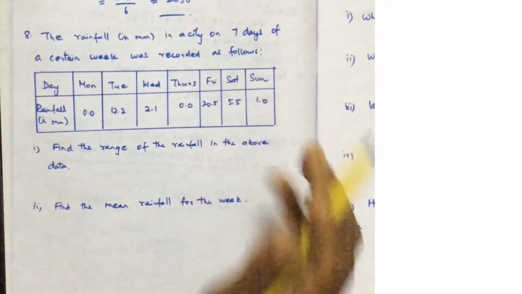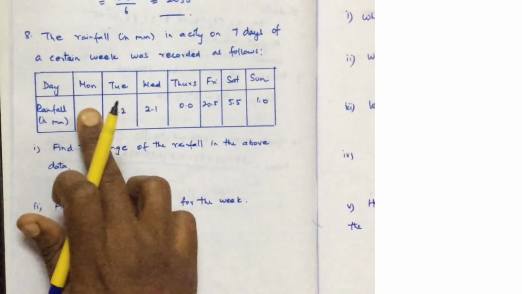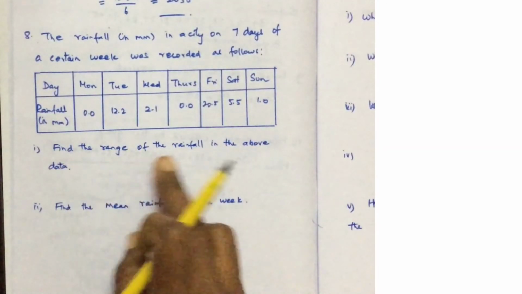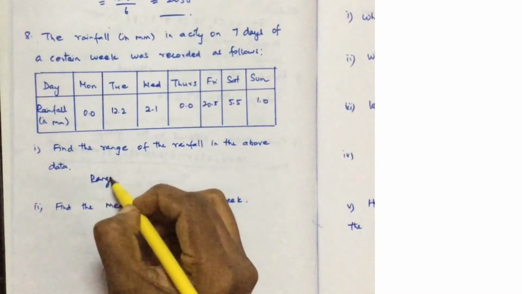Next question is, the rainfall in mm in a city on 7 days of a certain week was recorded as follows. This is the rainfall in a city for 7 days, that is Monday to Sunday, totally 7 days. Okay. So find the range of the rainfall in the above data. So range is, you have to find the highest minus lowest.